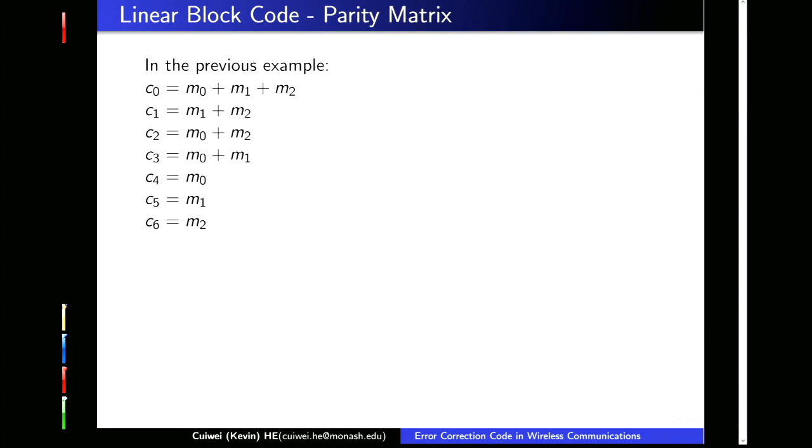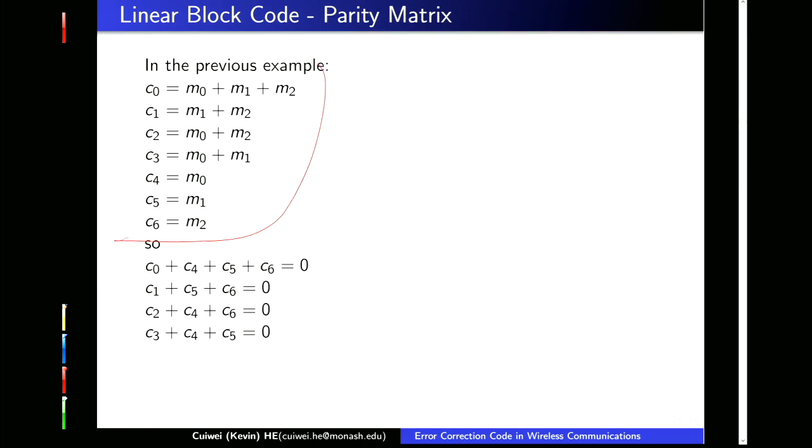So in this slide, I'm going to show what is called the parity matrix. The parity matrix is actually very important, used in error detection, and it also shows the relationship between different bits inside the code word. So in the previous example, this is how we did the encoding process, and from this part, we can get a relationship to here.